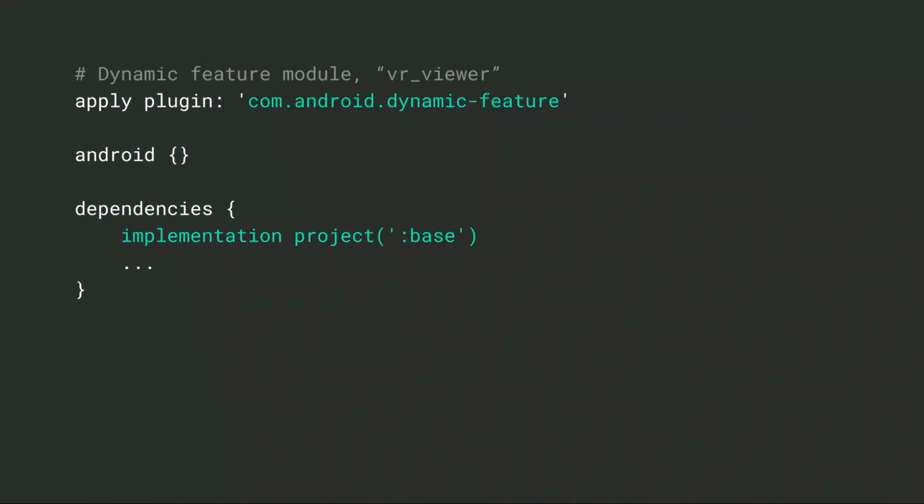Now let's look at the build.gradle files. We're going to start with the dynamic module. The first thing is that we're now using a new plugin called com.android.feature. The second thing is we add the base module as a dependency to this module so that we can access the functionality included in the base module.